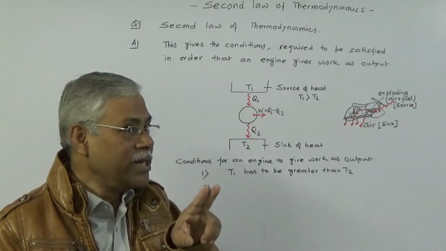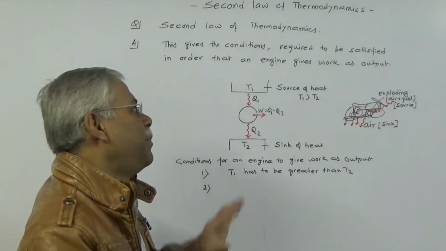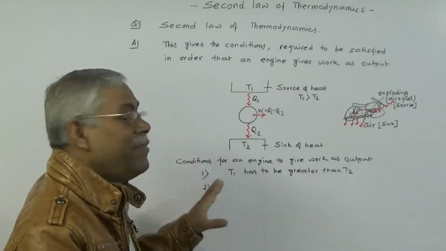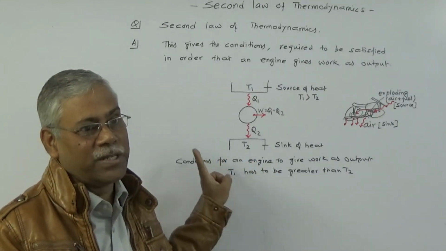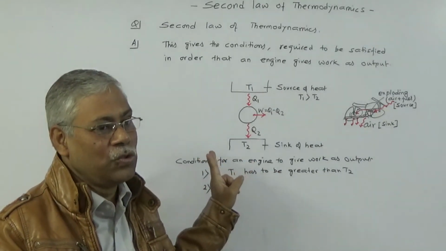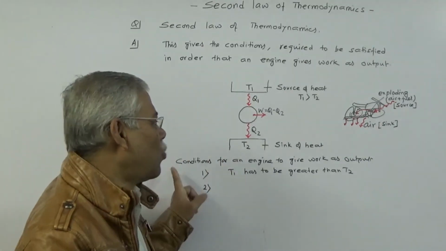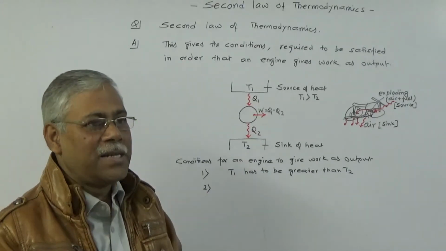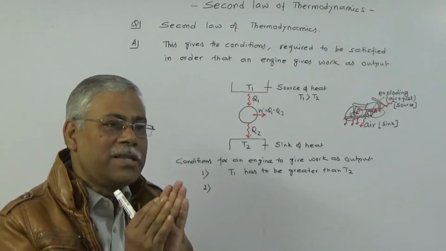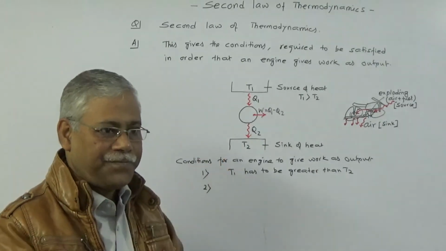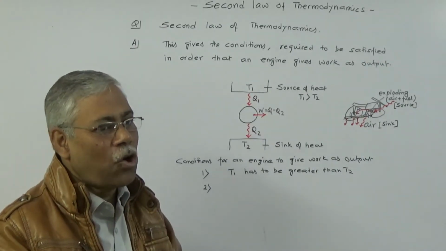Okay, so these are the two things. There are a lot of statements you will find, but basically the Kelvin statement and other statements come down to these two things. So you must know that the engine will do work only when T1 is greater than T2, and secondly 100% conversion of heat is not possible. So always there will be some rejected heat.